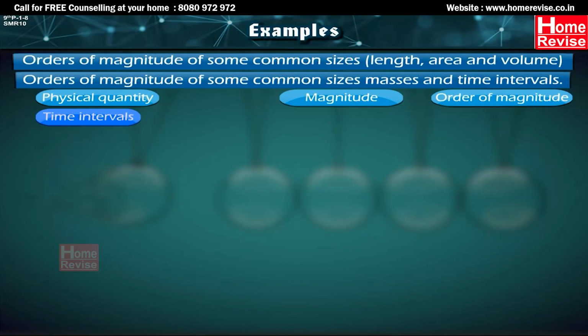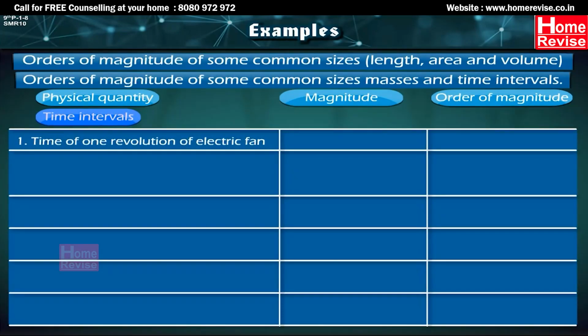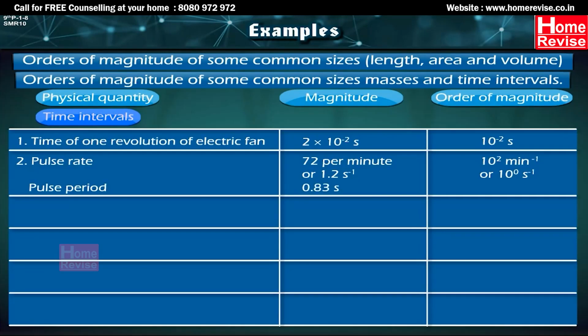Now, time intervals. 1. Time of 1 revolution of electric fan. Magnitude 2 into 10 raised to minus 2 seconds. Order of magnitude 10 raised to minus 2 seconds. 2. Pulse rate 72 per minute or 1.2 per second is the magnitude. 10 raised to 2 per minute or 10 raised to 0 per second is order of magnitude. Or pulse period, the magnitude is 0.83 second and order of magnitude is 10 raised to 0 second.